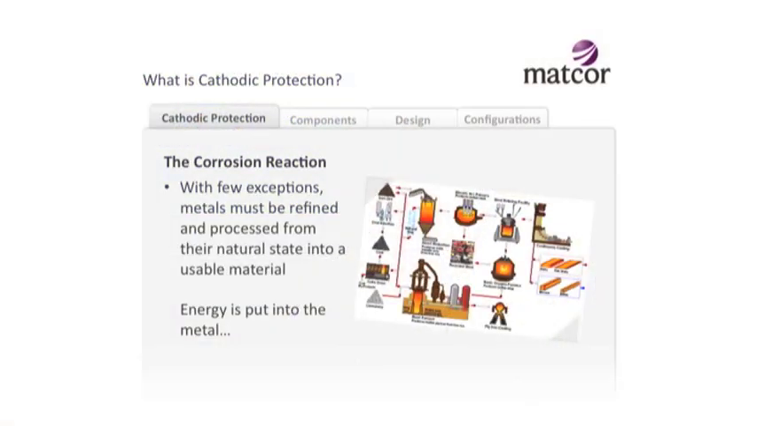So what is corrosion? And as you can see from this slide here, corrosion is a reaction. And with very few exceptions, all metals take a lot of energy to put into them to be able to use them. Okay, you don't go out and find a carbon steel piece of rebar. What you mine is iron oxide, and you have to turn that iron oxide into a metal that you can use. And that's true for basically every metal. There are a few exceptions.